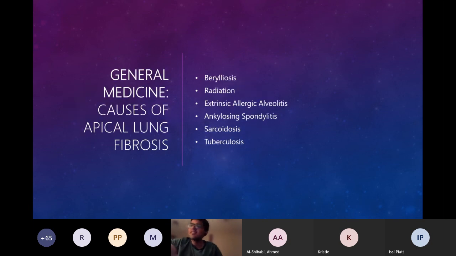Right, causes of apical lung fibrosis. Some of you will enjoy this. Can anyone list me any?